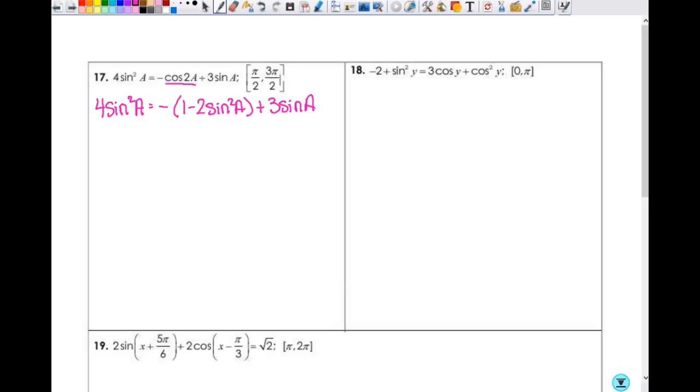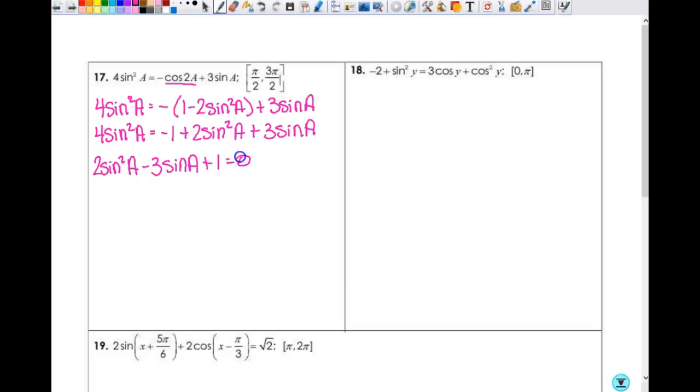So then I distribute that negative, and I'm going to get 4 sine squared a equals negative 1 plus 2 sine squared a plus 3 sine a. So I want to set it all equal to 0 and move it all to the left. So it'll give me 2 sine squared a minus 3 sine a plus 1 equals 0.